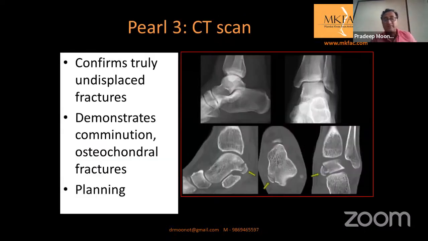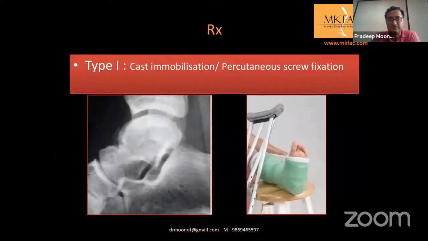That's from the book. In talar fractures, invariably every patient should have a CT scan, because you want to make sure that it is really an undisplaced fracture. Usually if you get a CT, you will see multiple loose bodies, you may see a comminution, which will change your management. That's why you get a CT scan done for talar fractures. Treatment options: if it is undisplaced, type 1, you can do cast immobilization, or you can do a percutaneous screw fixation and mobilize them early.